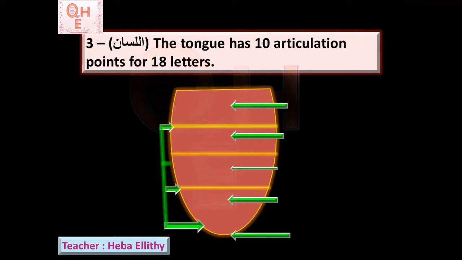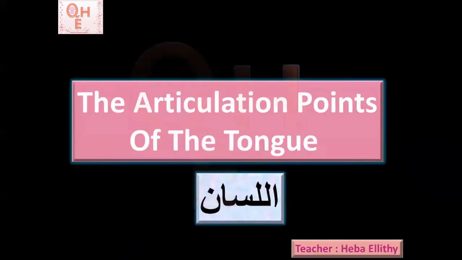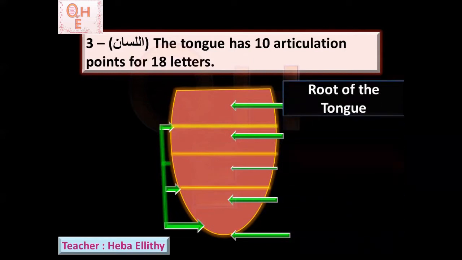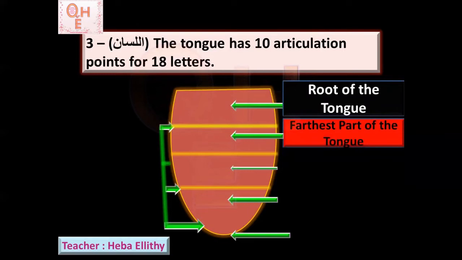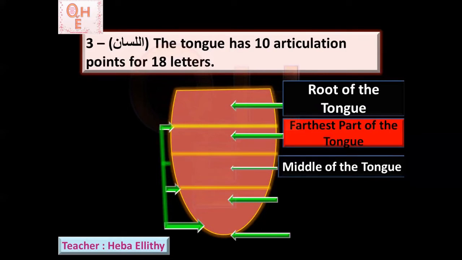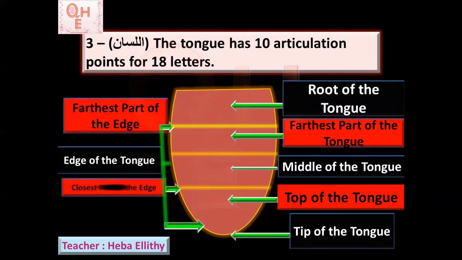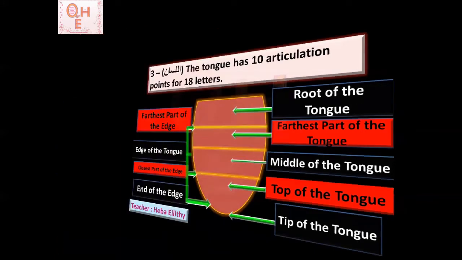We finished the other 2 major areas in the last classes. We are still in the tongue. We said in the tongue we have the root of the tongue and the farthest part of the tongue. This was our class last time. Today inshallah we will take the middle of the tongue. We said there is the top of the tongue, the tip of the tongue, the end of the edge, the farthest part of the edge and the part in between. So our lesson for today will be the middle of the tongue, وسط اللسان.